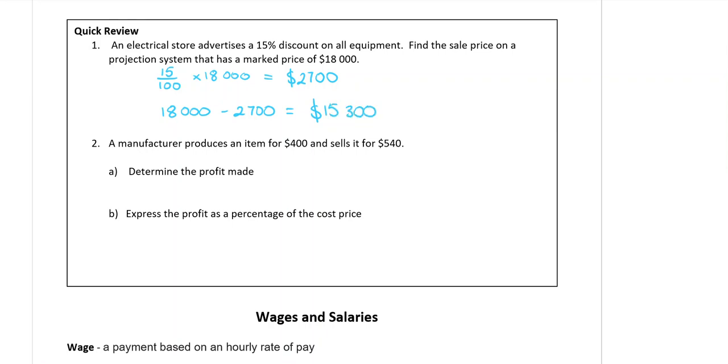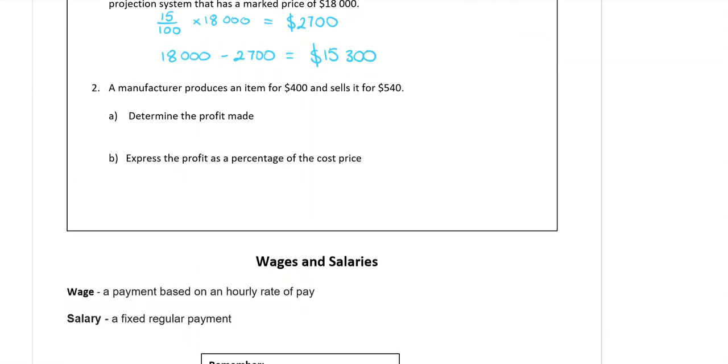Okay, question 2. A manufacturer produces an item for $400 and sells it for $540. Determine the profit made. Okay, so that's just how much has it gone up by. We're going to subtract them. 540, you always start with the bigger number and subtract off the smaller number. So 540 minus 400, that is a $140 profit that they've made.